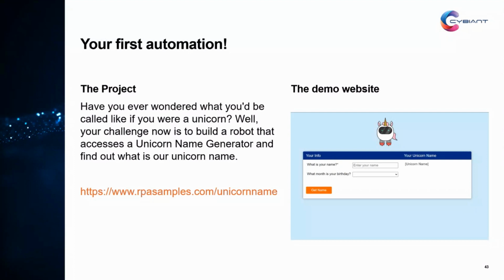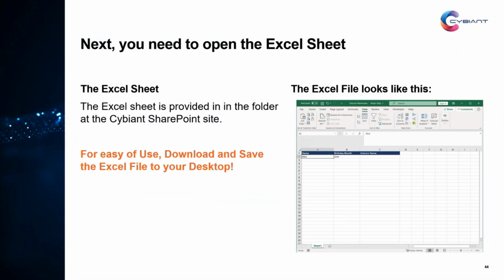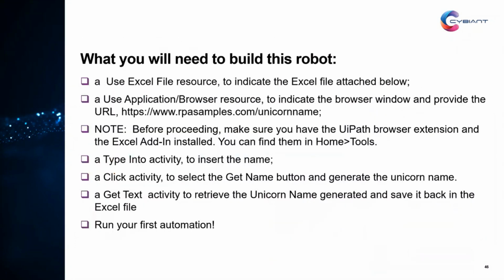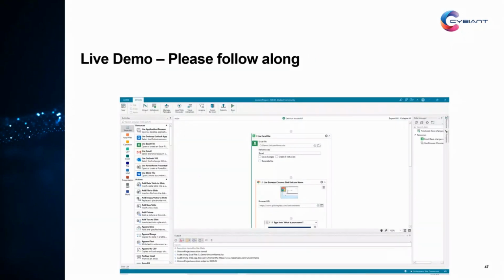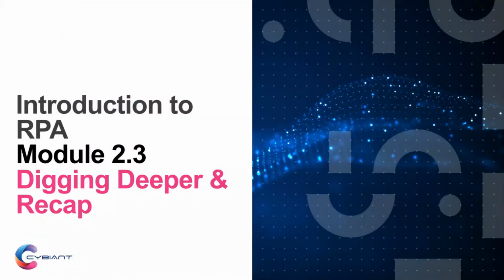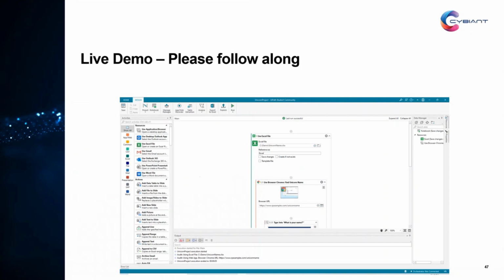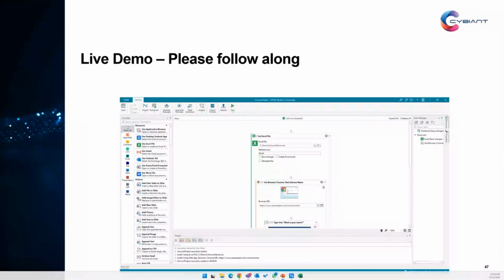So come back to the slide. I mean, we have already done everything and we follow along, and then you manage to create and generate the unicorn name, and you get it and save it into the Excel file. And this is one of the very first robots that all of you have created so far.